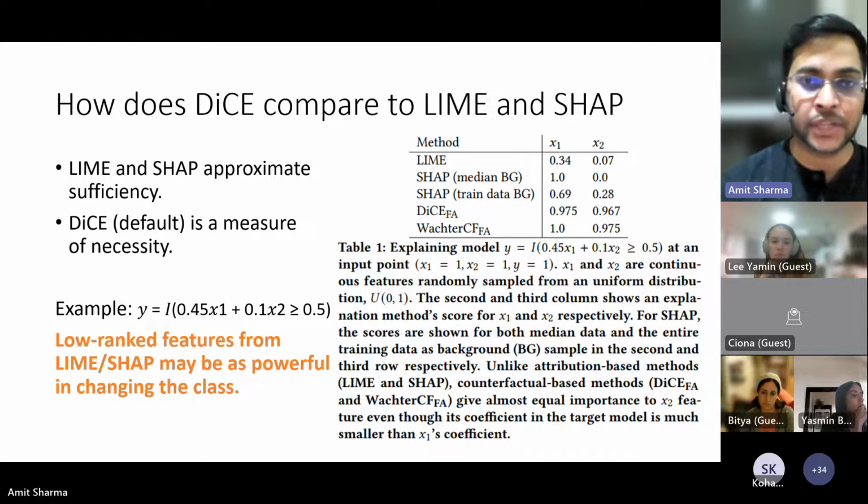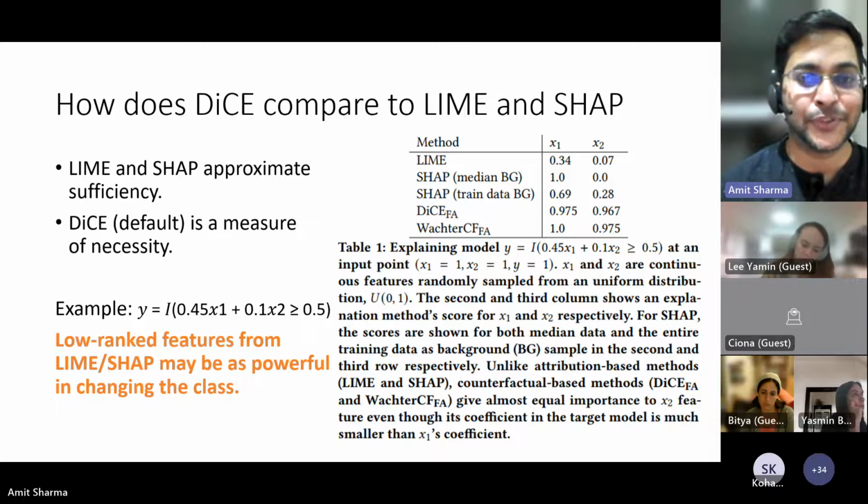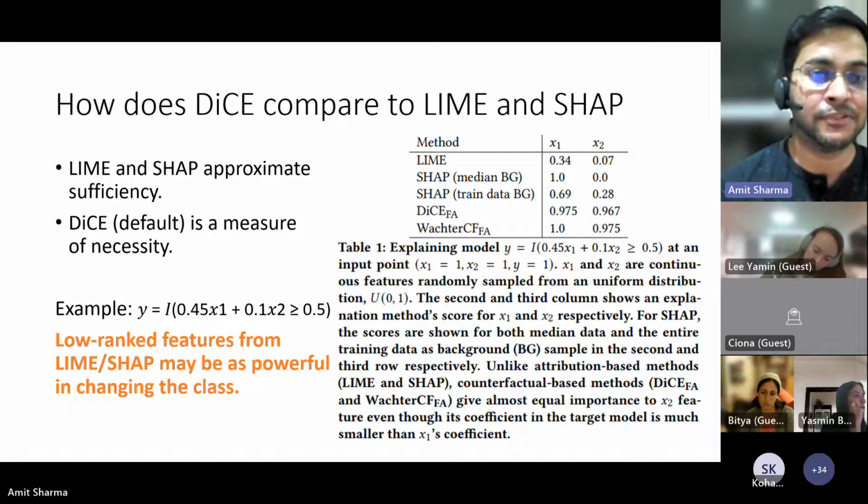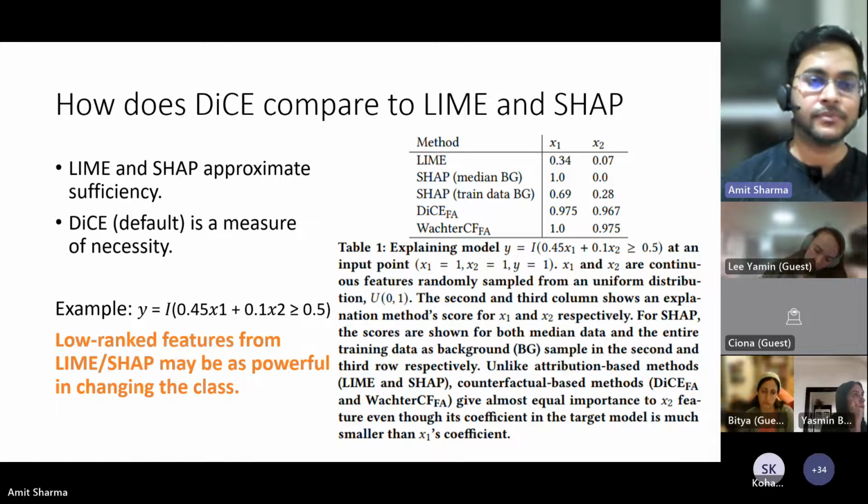But they are counterintuitive, right? So that's what I wanted to show: if you use counterfactuals, you get almost equal importance, even if the coefficients are very different.